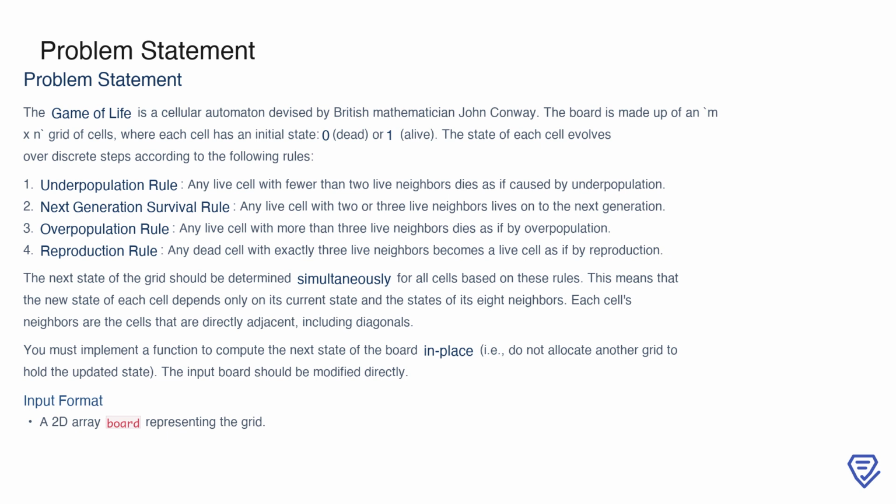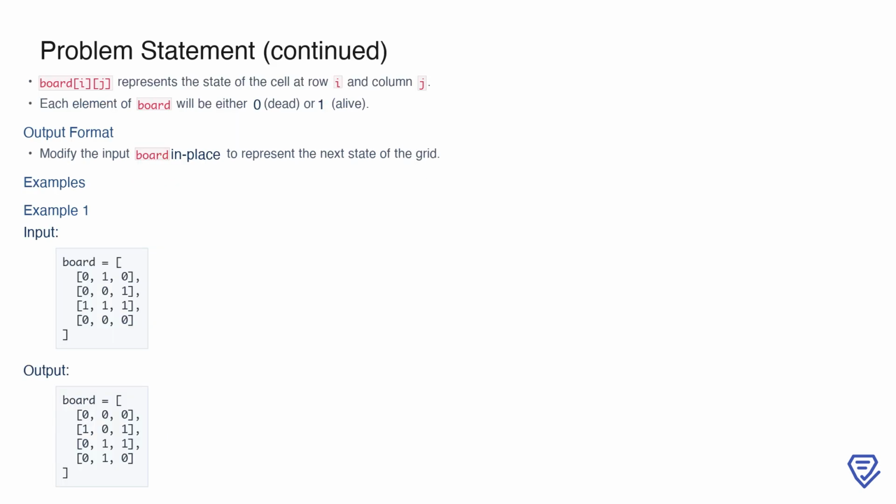The goal is to implement a function that computes the next state of the grid in place, meaning we modify the input board directly without using extra space for a new grid. The board itself is represented as a 2D array, where each element, denoted as board[i][j], corresponds to the state of the cell at row i in column j. As mentioned, each cell can only be in one of two states, 0 for dead or 1 for alive. The task is to update the input board directly so that it reflects the next state of the grid after applying the rules. Let's look at an example to better understand how this works.